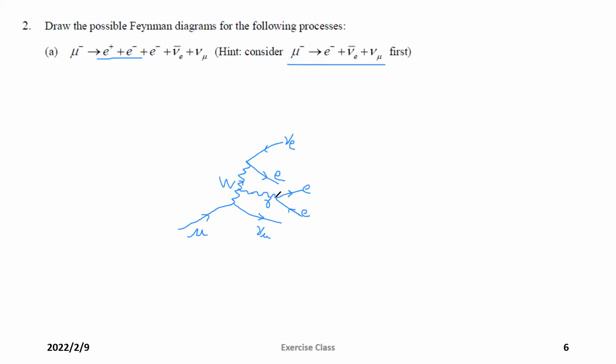And you can also connect this to the electron because the photon can also couple with an electron. But you cannot connect it to a neutrino because the neutrino has no charge, so it will not participate in EM interaction. So this is the first diagram.